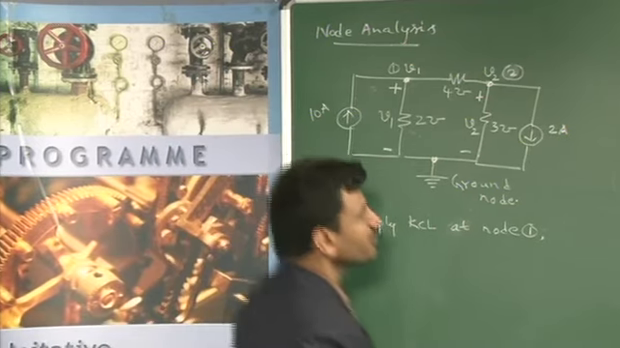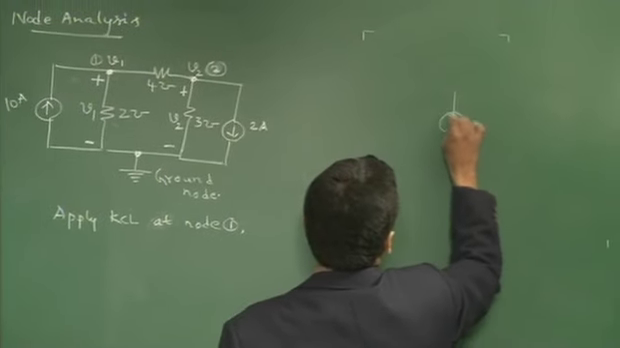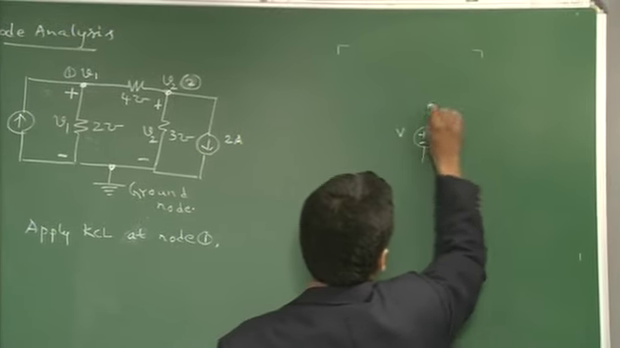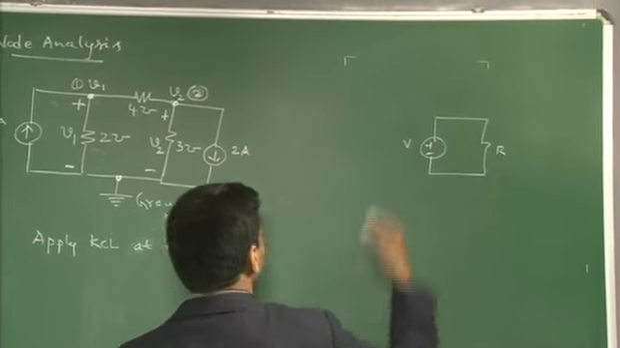Now, what we have to remember here is that this is V and this is R. What does this V actually represent?